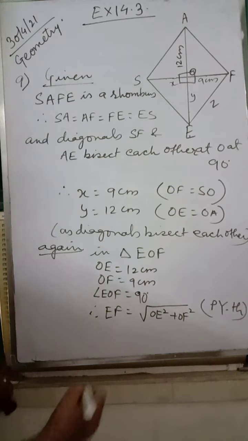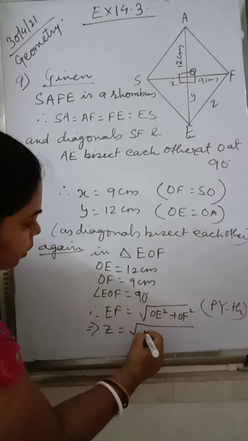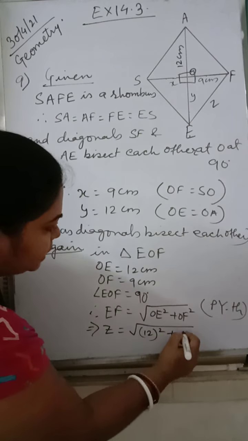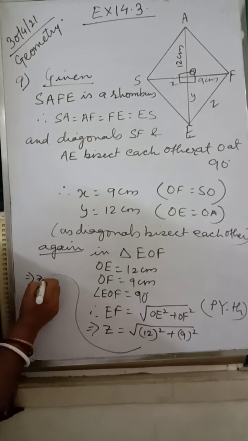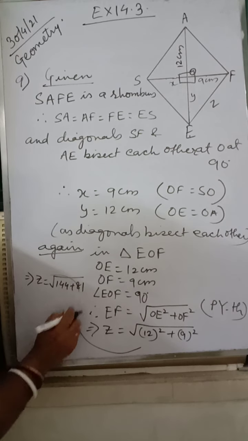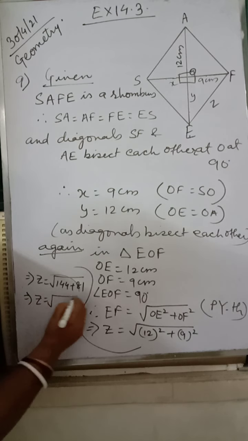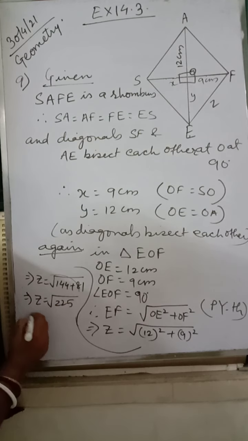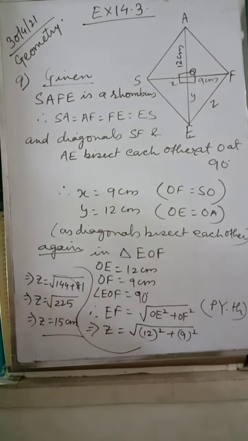So may I write it? z is equal to under root 12 square plus 9 square. Then this gives you z is equal to under root 144 plus 81, or z is equal to under root 225, or z is equal to 15 centimeter. Now my answers are justified. This is the way to get the answer.